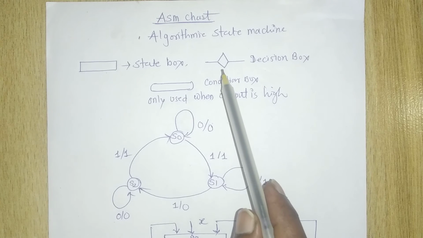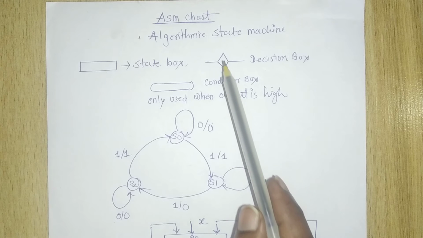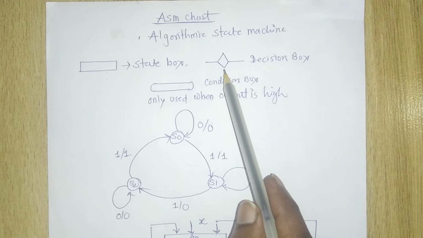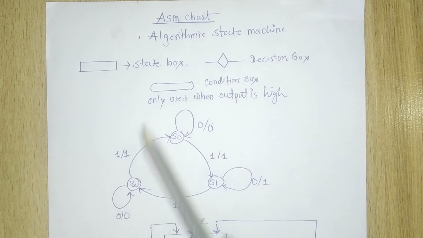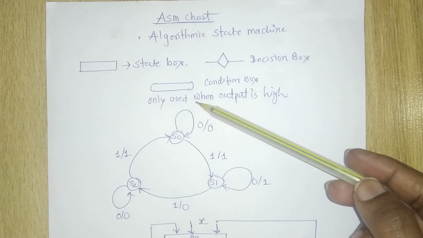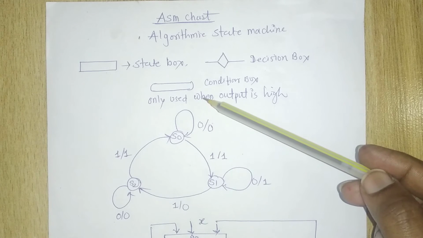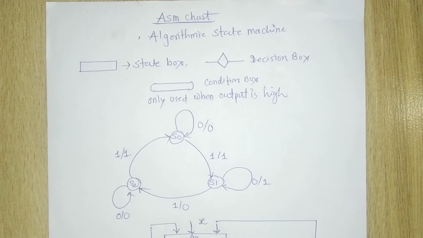So to make decisions we have to use this decision box in the ASM chart. And the third component of the ASM chart is the condition box. The condition box is used only when the output of the state is high, and after making the decisions we need to use this condition box when the output is high.